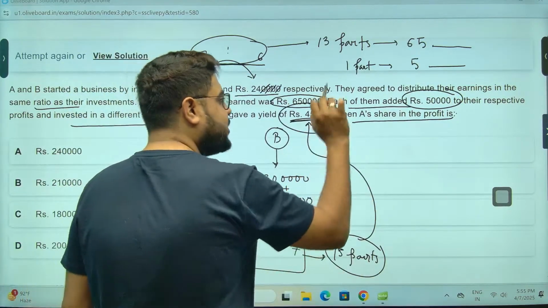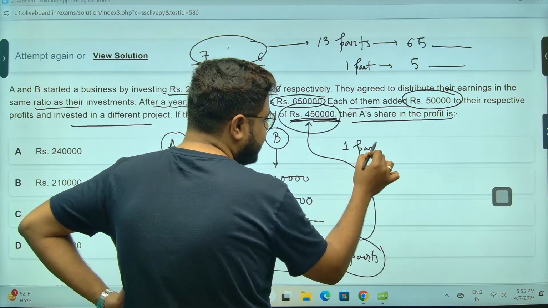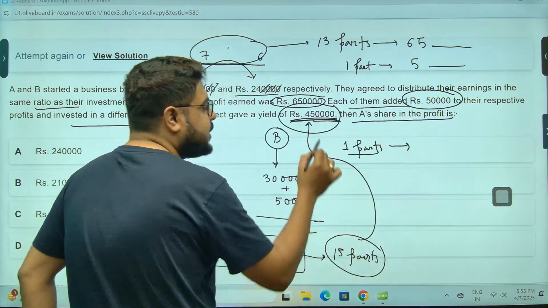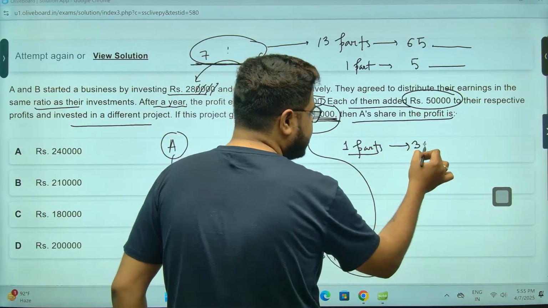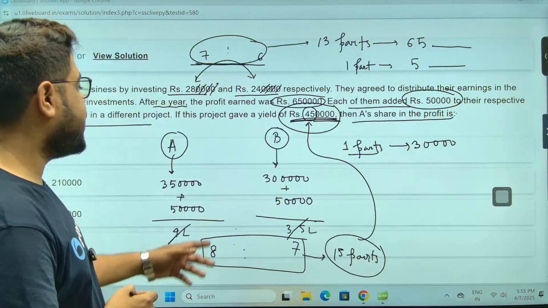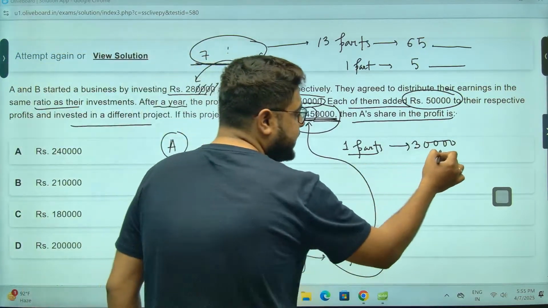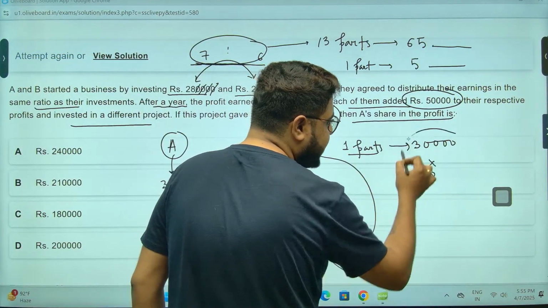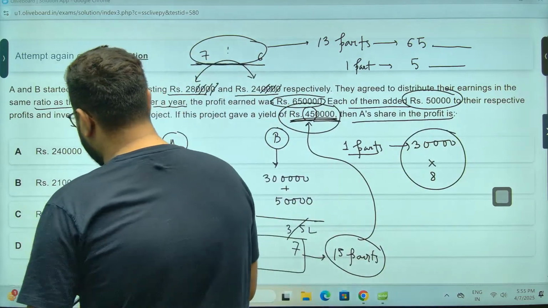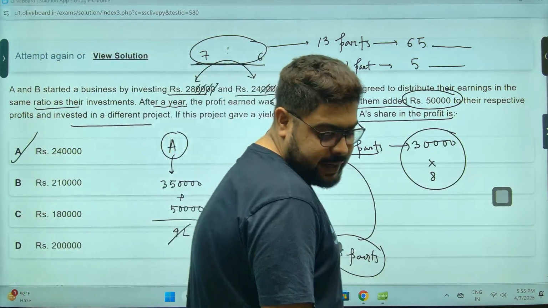Again, 4 zeros, so 45 something. So how much will one part be, sir? 15 threes are 45, so 3 and 4 zeros, so 30,000 rupees is one part. Now they are asking A's share. A's share is 8 parts, so multiply by 8. 3 eights are 24, with 4 zeros, 240,000. There is only one option having 24. That will be my answer.